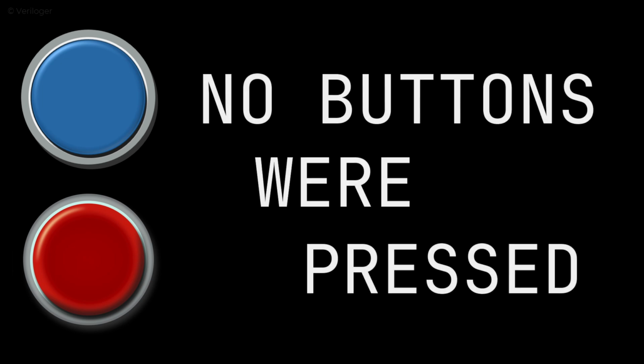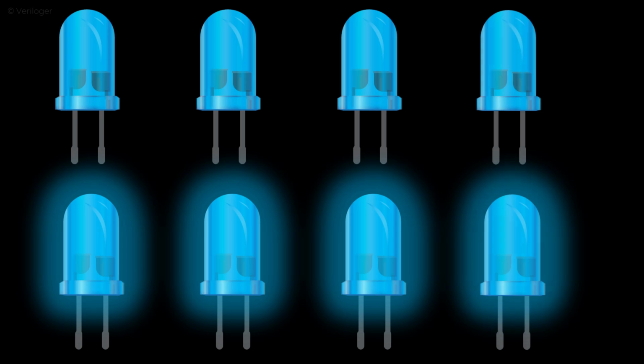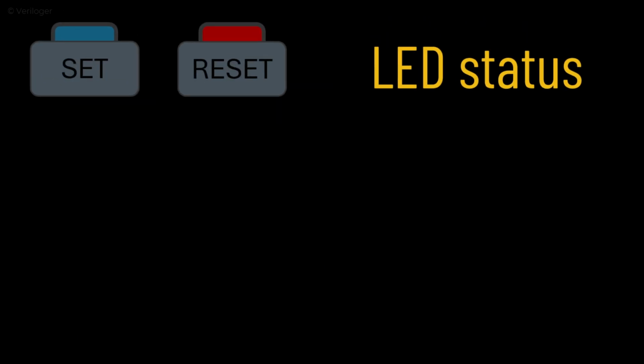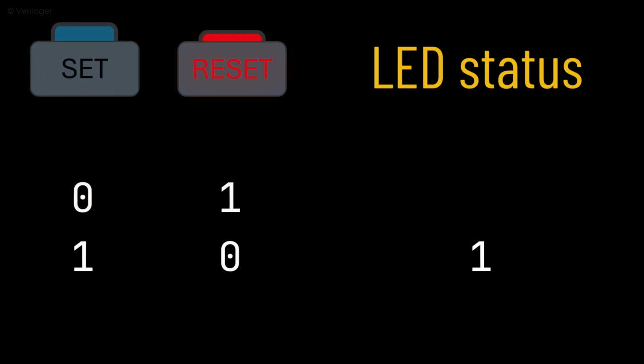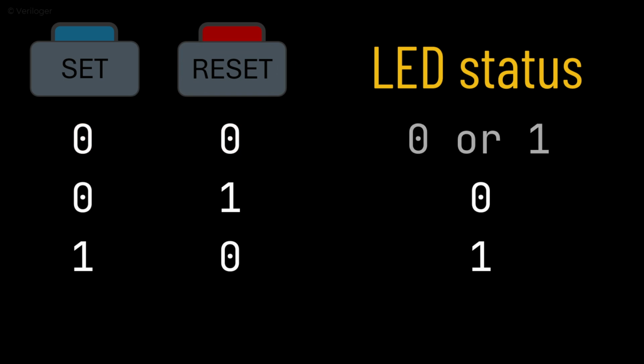One of the students asked him, "What happens if no buttons were pressed?" He told him that the state of the LED will stay the same. The students began to think how they can build such a circuit, so they started to write a truth table that relates the LED status to the two buttons. If the set button was pressed while the reset was not, the LED will turn on. If the reset button was pressed while the set was not, the LED will turn off. If no buttons were pressed, the LED will keep its state.